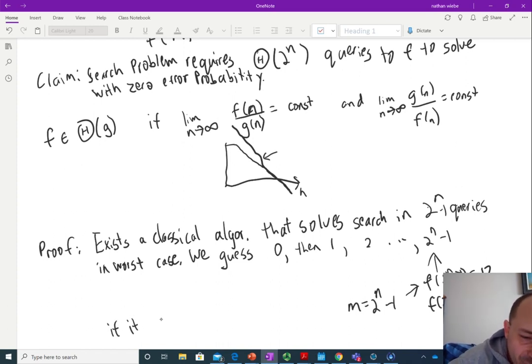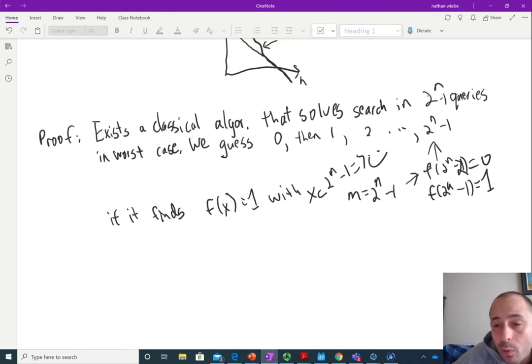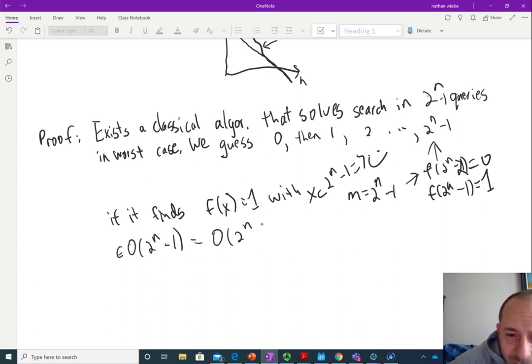If it finds f(x) = 1 with x less than 2^n − 1, then that's good, because it required fewer than 2^n − 1 queries in this case. So in the worst case it requires 2^n − 1, and therefore the query complexity here is in order 2^n − 1, which is equal to order 2^n, because asymptotic notation doesn't care about constant factors. So that is the forward direction.